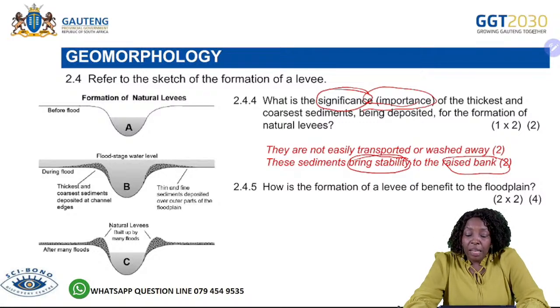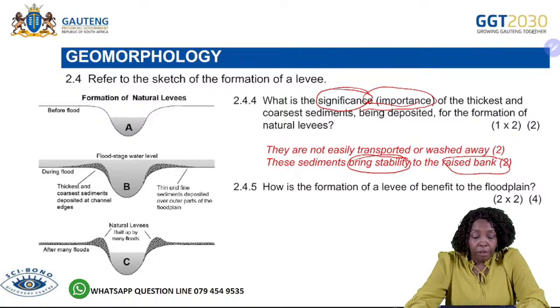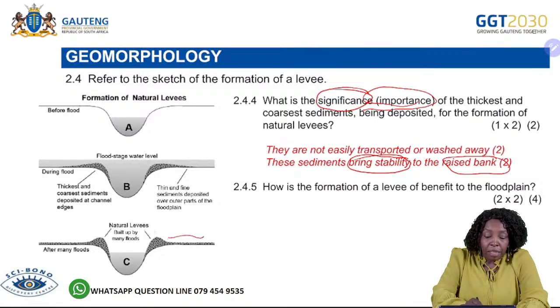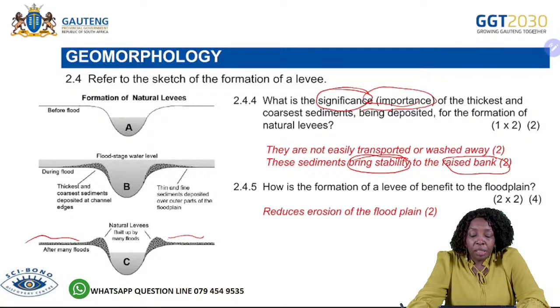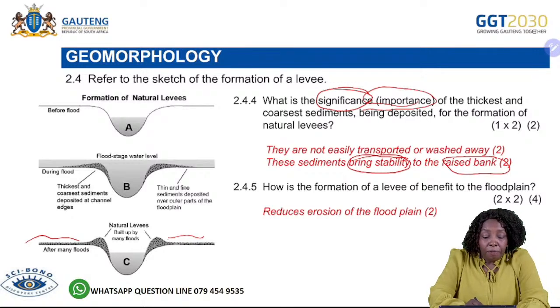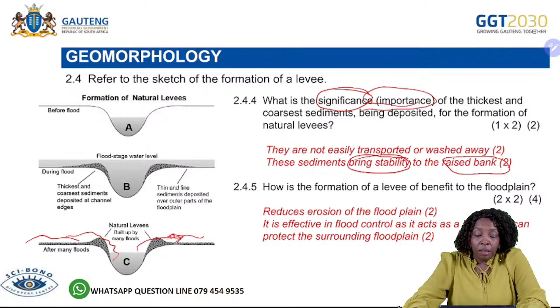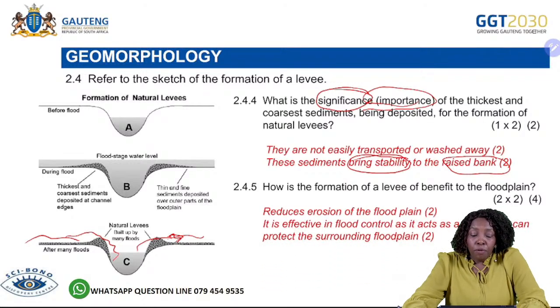How is the formation of a levee of benefit to a floodplain? The floodplain, we said, is the flat surfaces alongside the river. So how does the formation of levees benefit the floodplain? It reduces erosion of the floodplain. Why? Because if this river floods, it will not be easy for it to flow out of the river channel. So it has increased the elevation of the river banks, and therefore it is effective in flood control as it acts as a buffer.